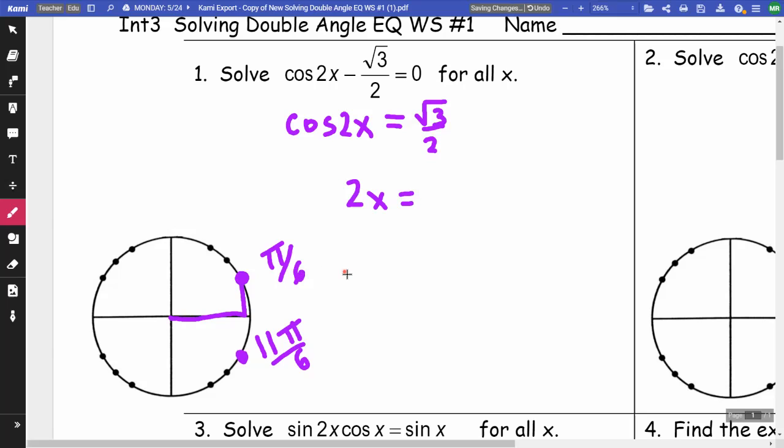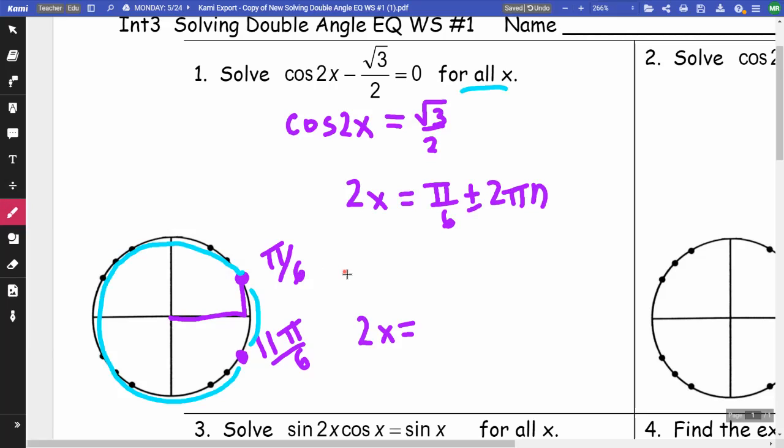And then you want to pay attention to this because we're going for all, okay? And you'll notice that the distance from here to here is not the same as the distance from here to here. So I can't add something and subtract something to pi 6 to go back and forth to my 11 pi 6 in either direction. So I'm going to have to write two answers. So I'm going to go pi 6 plus or minus 2 pi n. And then the other one, let me write it down here, is going to be 11 pi 6 plus or minus 2 pi n.